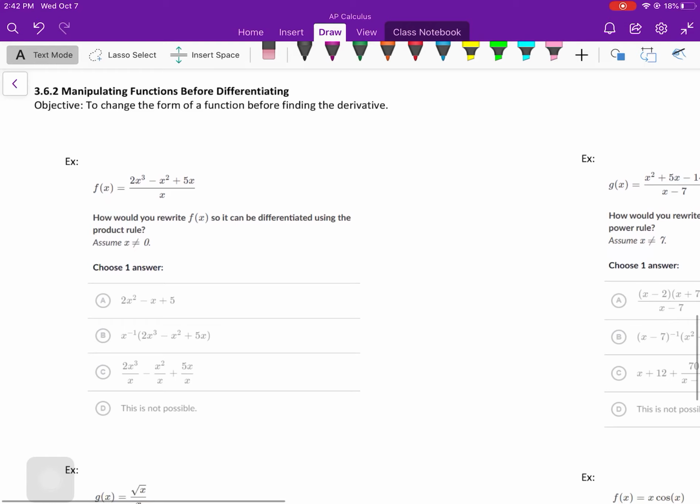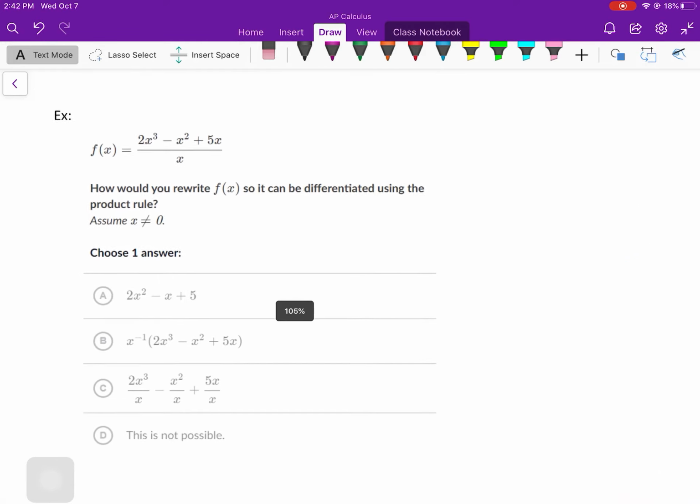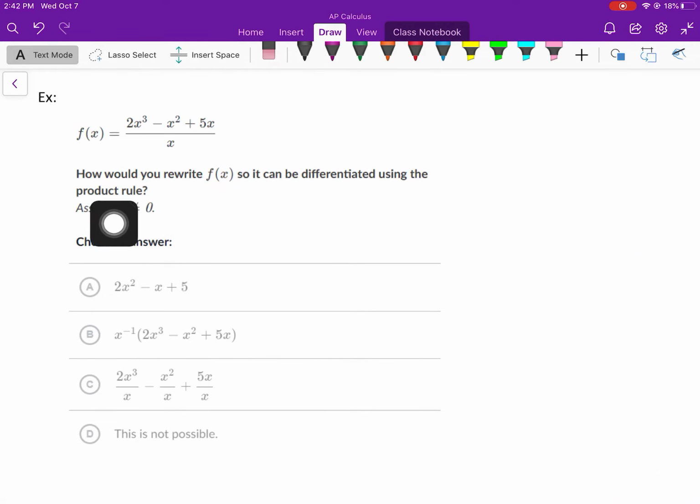This assignment is so important, but it's where I think most people get confused with the algebraic parts of calculus, and that's the manipulating of the algebra to make it do what we need it to do. So how could we rewrite this in order so we can use the product rule? There are different ways we can rewrite this.